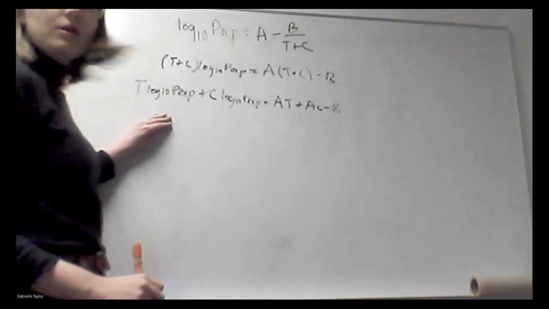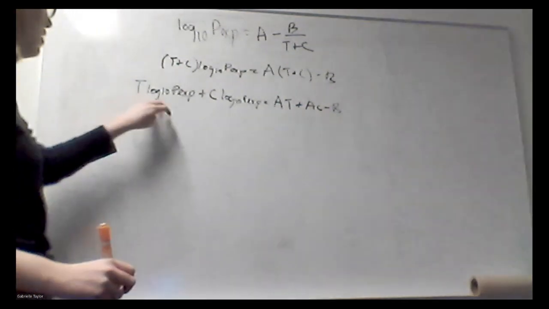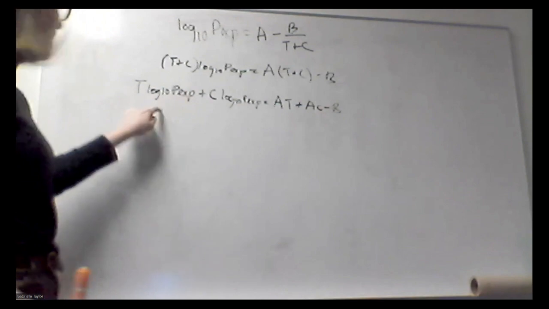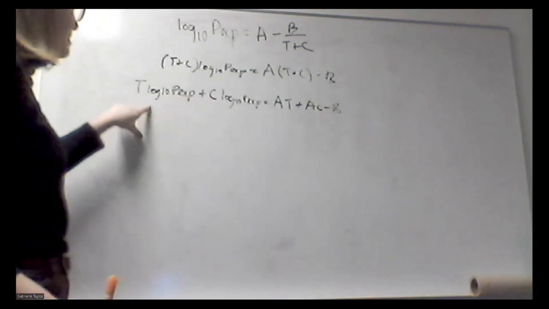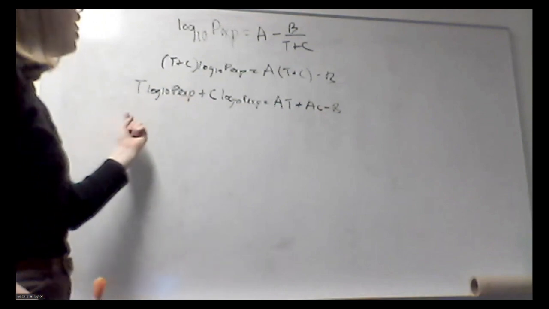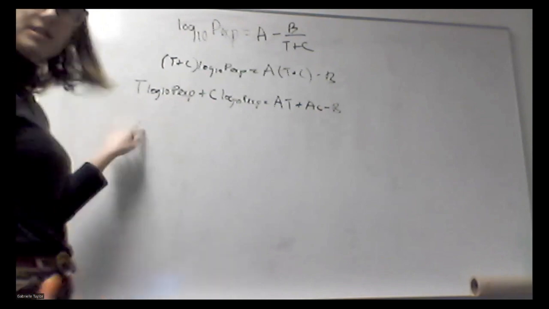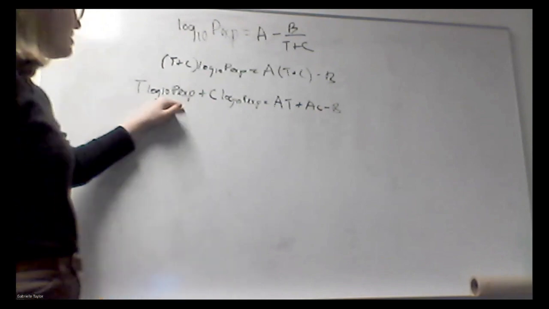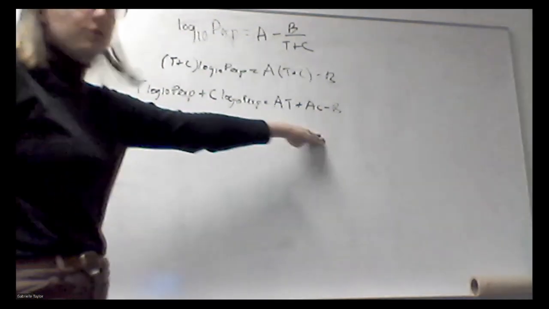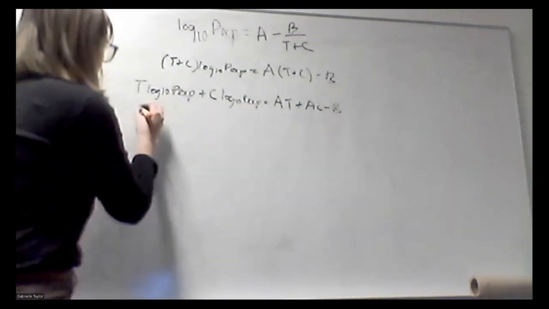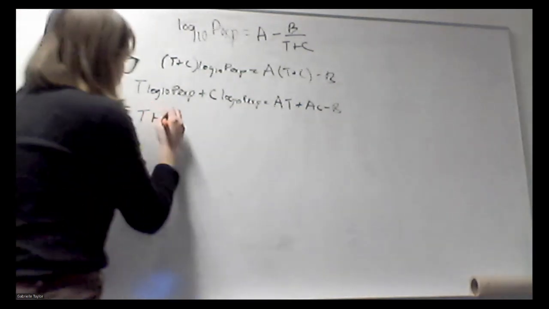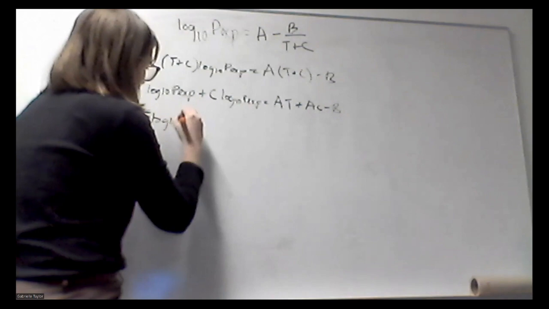So on this side, we have t log base 10 of pressure. This is really good because this is going to be our Y because there's no variables in it. This is what we're going to use. So we want to get this by itself, and we want to put all the variables on the other side. So let's put all the variables on the other side of this.